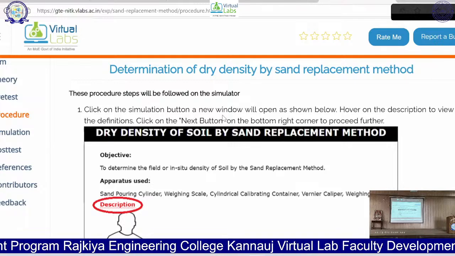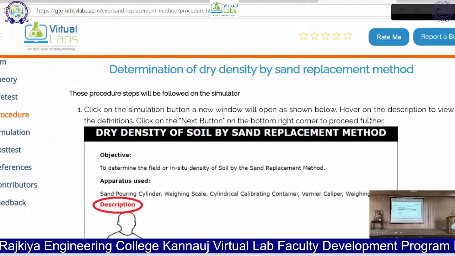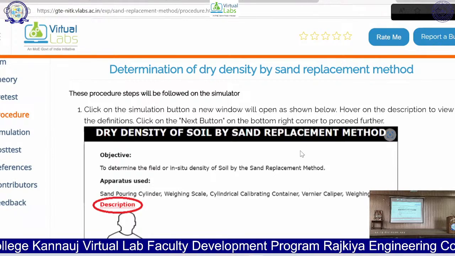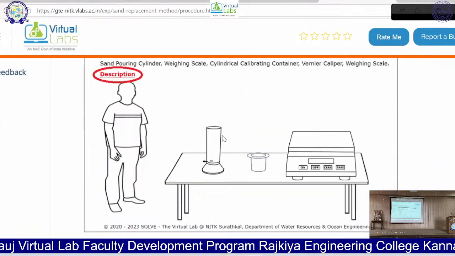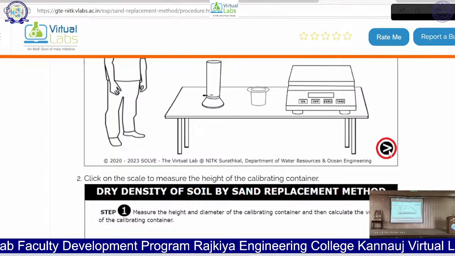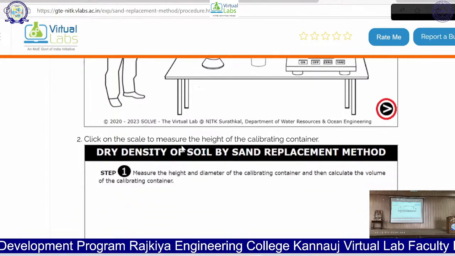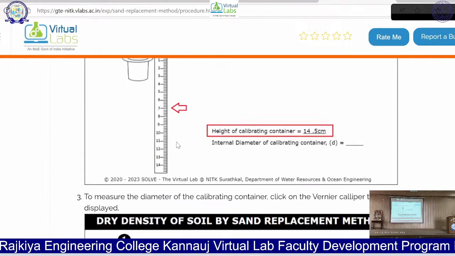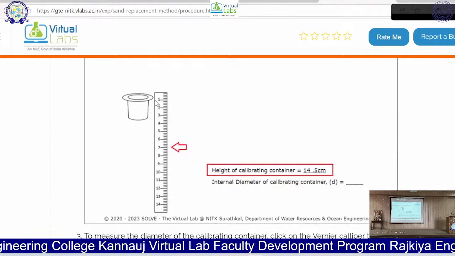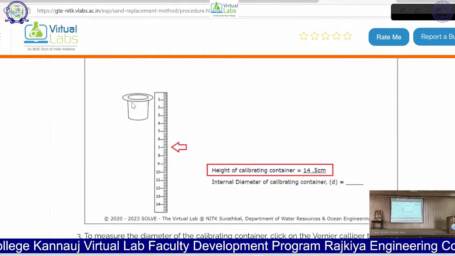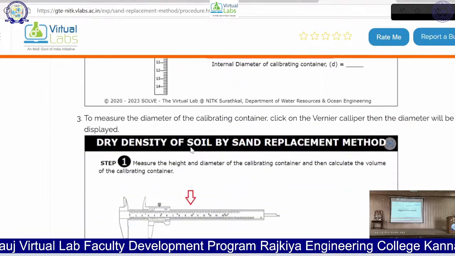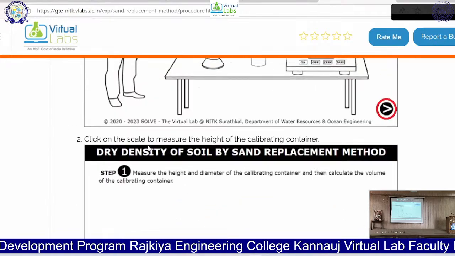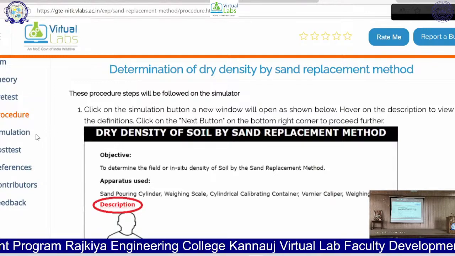Click on the simulation button and a new window will open as shown below. Hover over the description to view the definitions. Click on the next button on the bottom right corner to proceed further. Now, second is click on the scale to measure the height of the calibrating container. If you click on this, that will help you to measure the height of the calibrating container. If you don't know the procedure of conducting this experiment, this will definitely help you to carry out the simulation in a proper way.